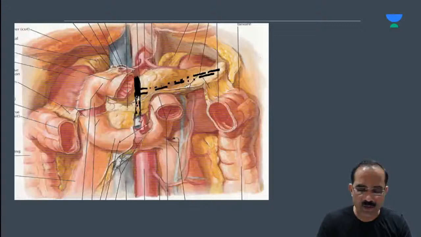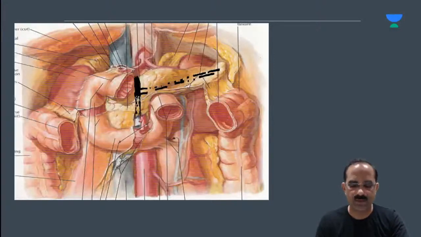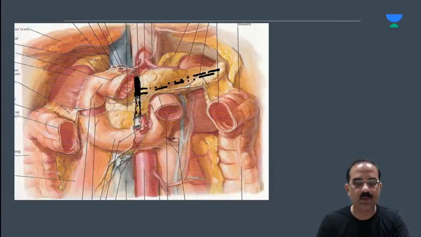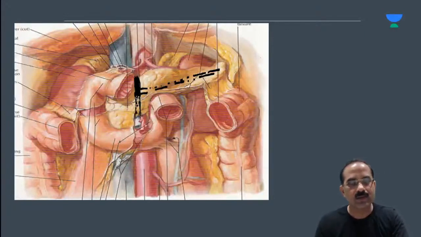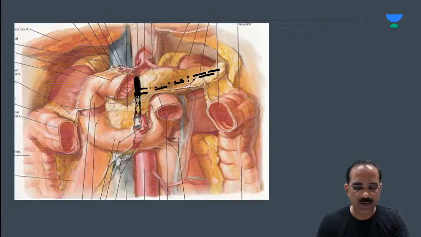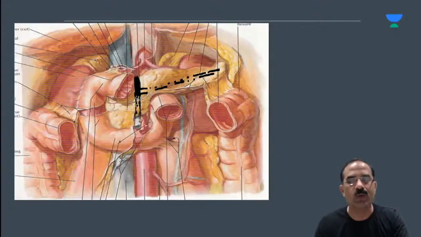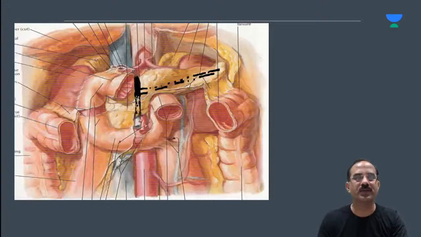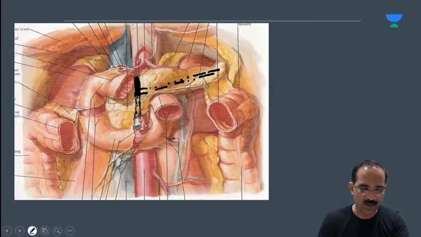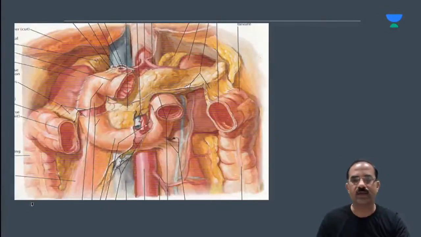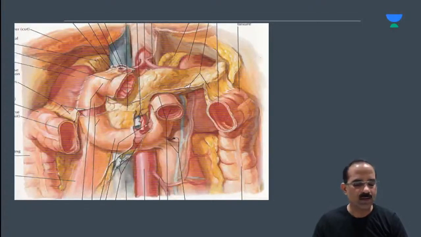I hope I'm clear to all of you. Okay? So the posterior relation of the neck of the pancreas would be the portal vein in its upper part and the superior mesenteric vein in its lower part. Perfect. The anterior relation of the neck of the pancreas is going to be the pylorus of the stomach. So that's about the neck.